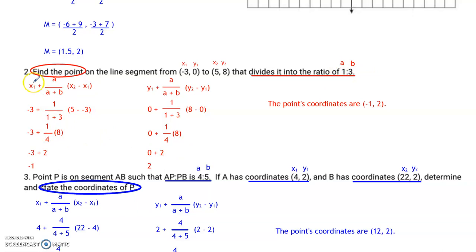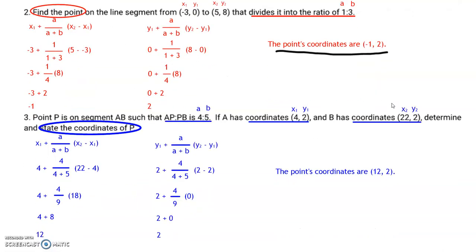You also know that you're always going to start with x1 and y1, so that's going to be -3 in this case and 0 in this case. The rest of it is just substitution, and you should get 2 different values. The first one is going to be your x value, and the second one is going to be your y value. Good idea also in an answer to state your answer. The point's coordinates are -1, 2.